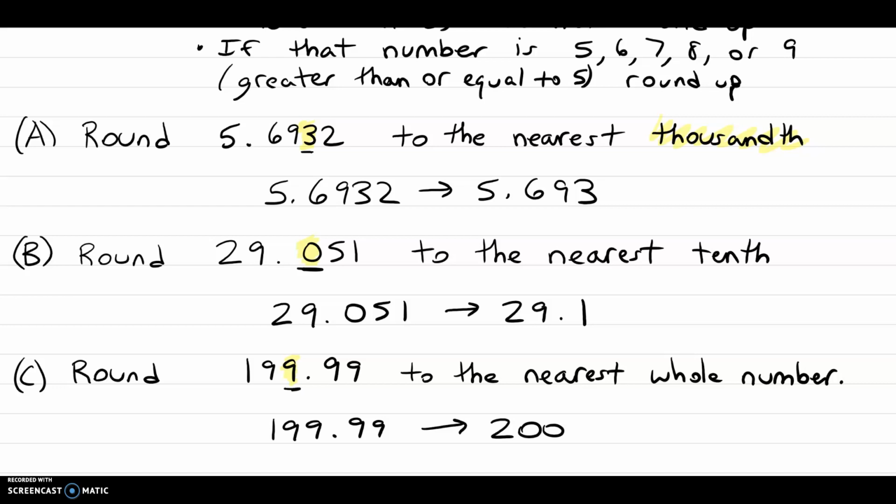And again, we just looked at the number to the right of the place value and then followed our rules. Bigger than or equal to 5, you round up. Less than 5, you keep the number the same. So that's the same thing we had for rounding, just with whole numbers. Now we're looking at it with decimals.